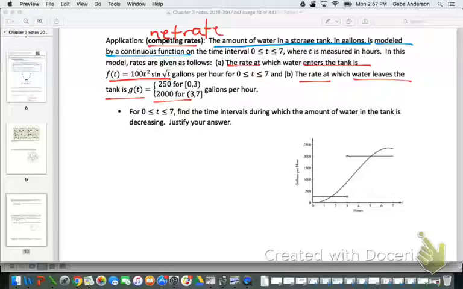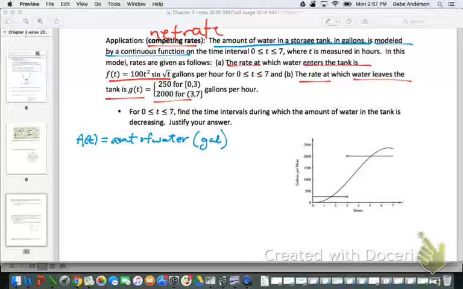Fair enough? Okay, so I'm going to give that function a name. I'm going to name that function A of T. Make sense? A of T equals the amount of water in gallons. So when you see this question, I think this is helpful. I don't think this is what you'll do all the time when you see a question like this, but I think it's helpful for now.